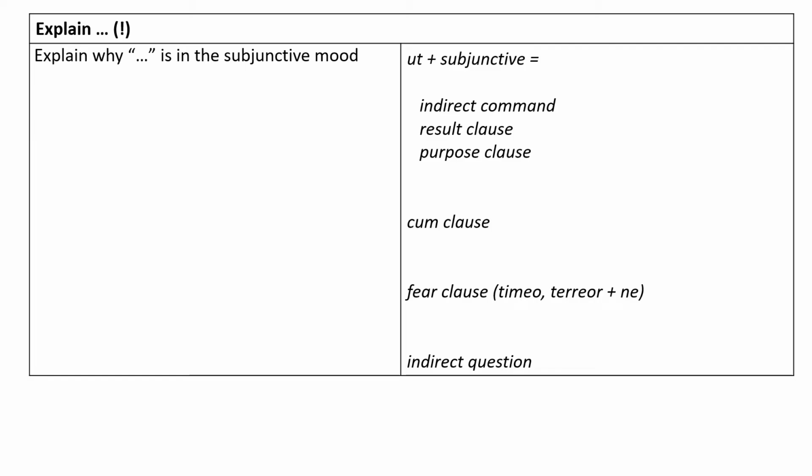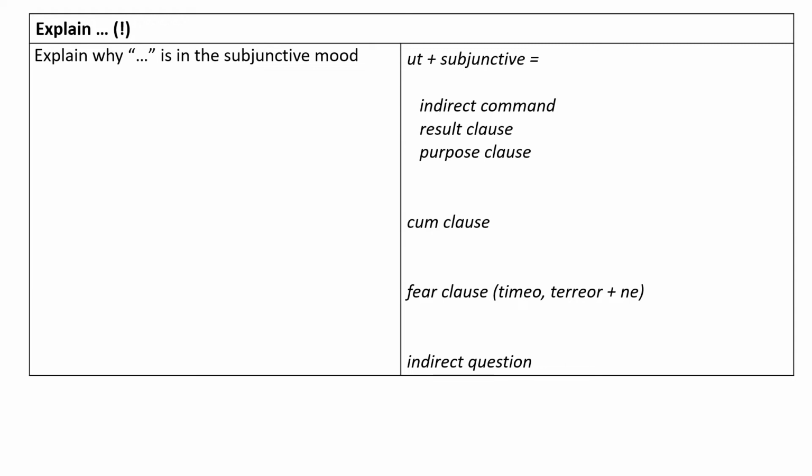Result clause is quite different. That's where you're looking out for a so word. The master was so angry that he could barely speak. The slaves were so tired that they could no longer work. That's a result clause. And then a purpose clause is quite similar to the indirect command.